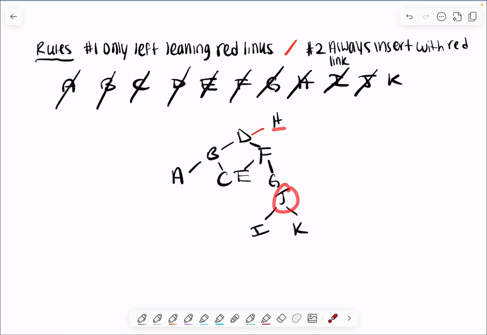And then what about J? Based off of its X parent H, J comes after H, so it's bigger, and we don't have any right-leaning red links, only left-leaning red links, and everything's beautiful.